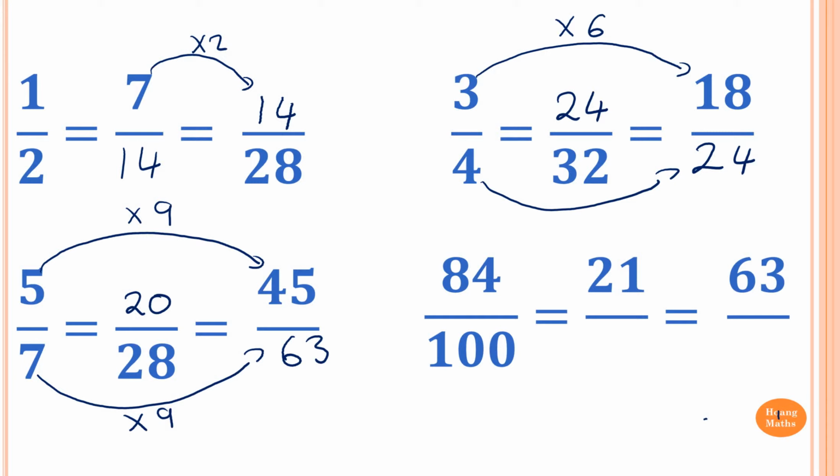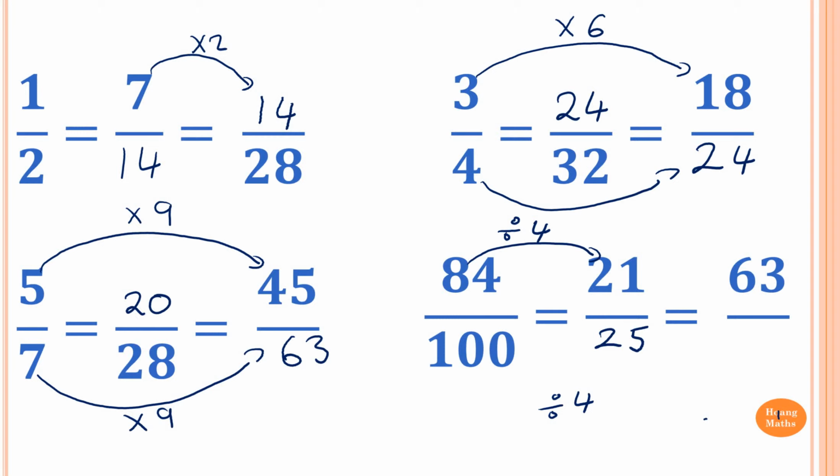From 84 to 21, so what we need to do is, if you know that double 21 is 42, and you double again, gives me 84. So in other words, 21 times 4 is 84. So to get from 84 to 21, we divide this by 4. So the bottom here, we divide by 4 as well. So to do this, you half of 100 and half it again. So half of 100 is 50. You half again, will give me 25.